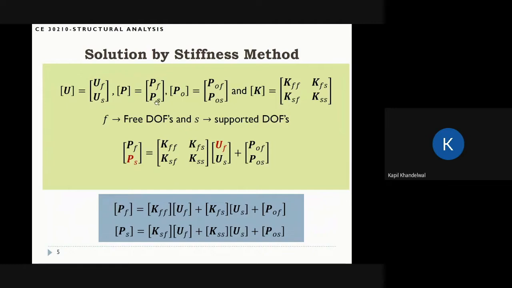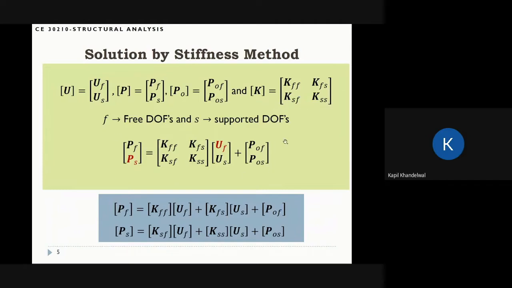So PS is not known, because PS corresponds to US, and US is given. So US is given, so PS is not known. And PF is given, this means that UF is not known, so UF is an unknown. P0 is given, so both P0F and P0S are all known. This is a contribution of member forces that comes from fixed end reactions. And then finally, we can take K and partition it into 4 parts, like KFF, KFS, KSF, and KSS.